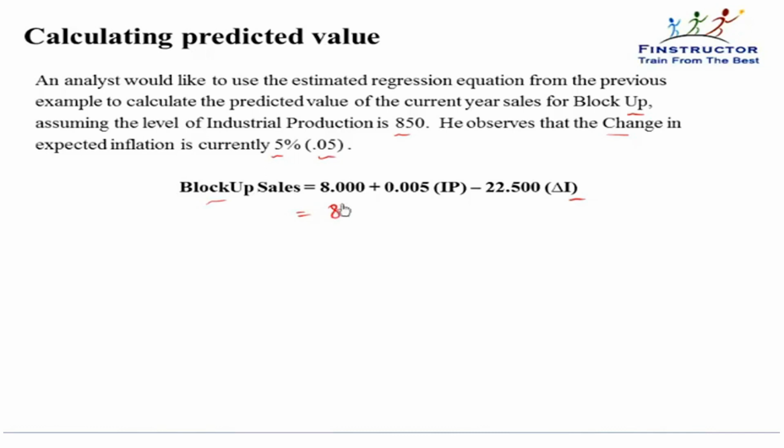Pretty straightforward. 8 units is the intercept term, plus 0.005 times the level of industrial production, that is 850, minus 22.5 times the change in expected inflation, that is 0.05. So the block up sales would be calculated as 11.125.